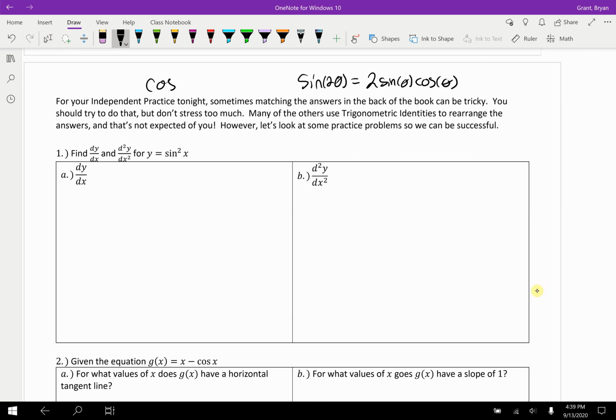They're going to use a random identity for cosine of 2 theta. They're going to use ones for tangent. They're going to use all sorts of identities to make it match. You don't need to know those, so some of them, the answers in the back will go a little far. However, if you check my solutions for the independent practice, I do have all those solutions on there showing you how to match it, so if you really want to better your algebra skills, you can do it, but don't stress.